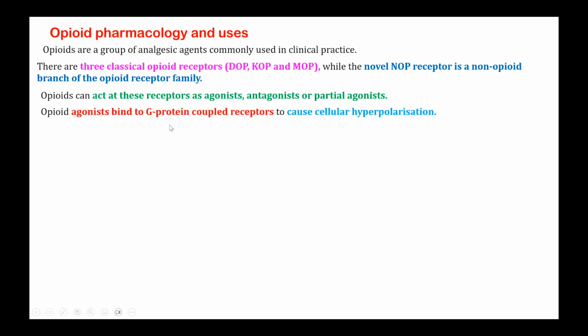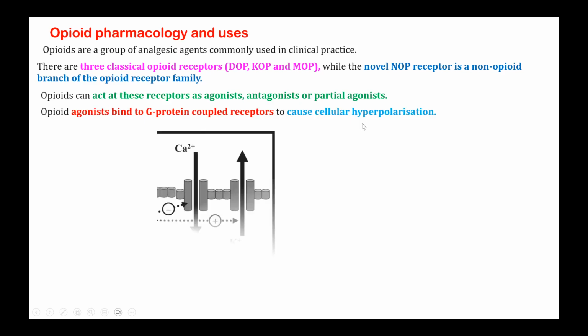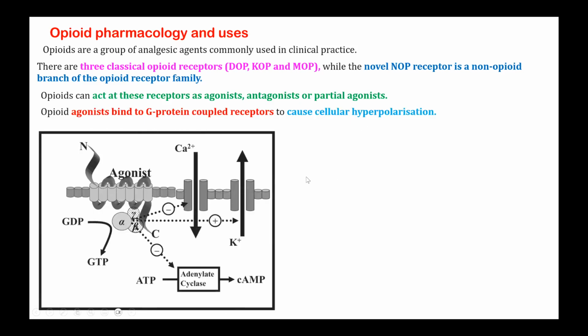They bind to the G protein coupled receptors and cause cellular hyperpolarization. So this picture, many of you may be aware of, shows the mode of action of the G protein coupled receptor. When a ligand comes and binds, that is called the agonist, and the signal is given here. The G protein is a heterotrimeric protein, that is, three components are there: alpha, gamma, and beta.